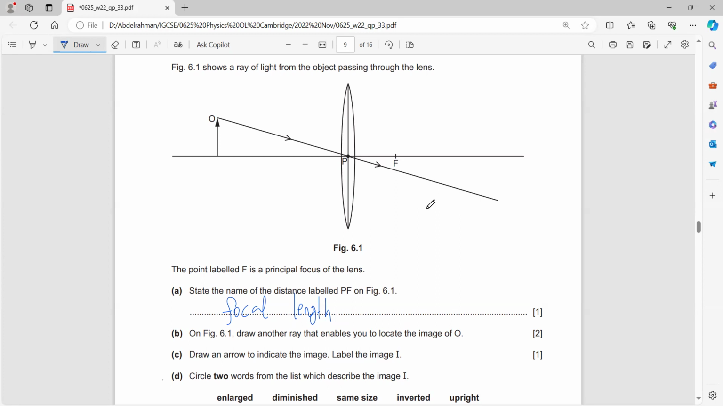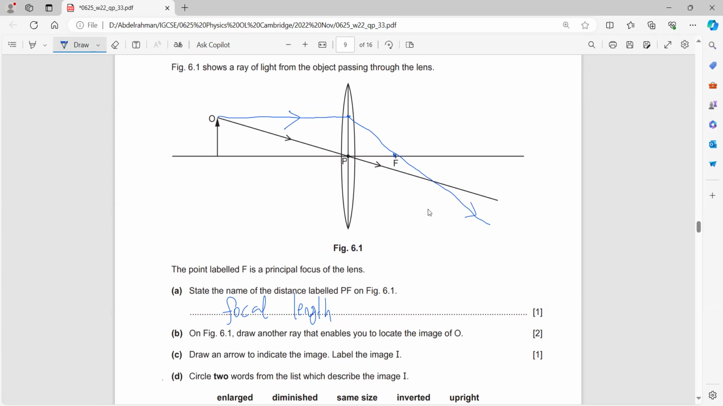أنا ممكن أعملها ماشية parallel ونازلة على الفوكال point. Yes, بالظبط. I have to draw it parallel كده until it reaches the center. And then what should you do? It will pass through the focal point, طبعا as a straight line. Okay. You should do it very accurately with your rulers.